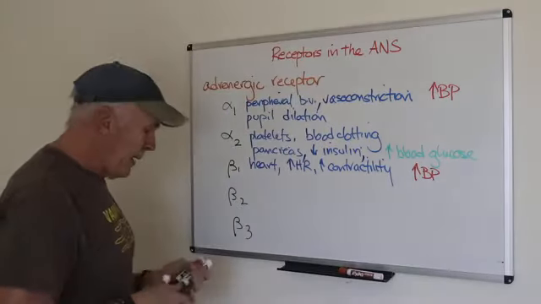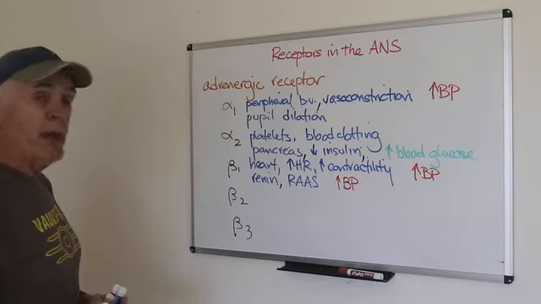All right? And another place where beta-1s are found is in the kidneys, where it releases a hormone named renin. And renin is a very important part of what's called the renin-angiotensin-aldosterone system, which we'll learn about extensively in Bio 202. And what does the renin-angiotensin-aldosterone system do? It raises blood pressure, one of the most important blood pressure control systems in the human body. All right, so that's beta-1s.